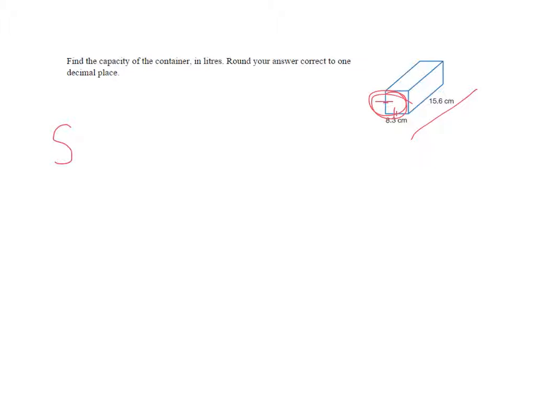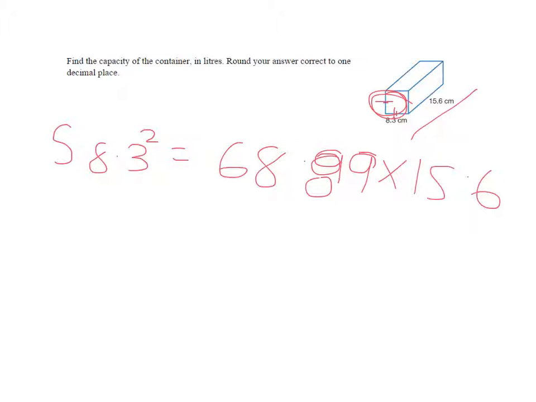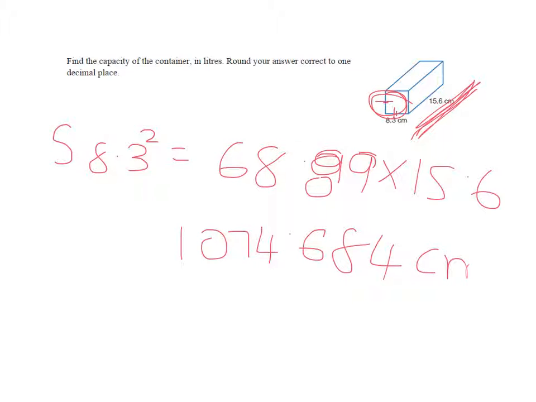So the square is 8.3 squared, so let's go 8.3 squared, which gives you 68.89, times by 15.6, because that is our height, and you're left with 1074.684. And what did they say? Round your answer correct to 1 decimal place. Okay, but first of all, now this is centimeters cubed.